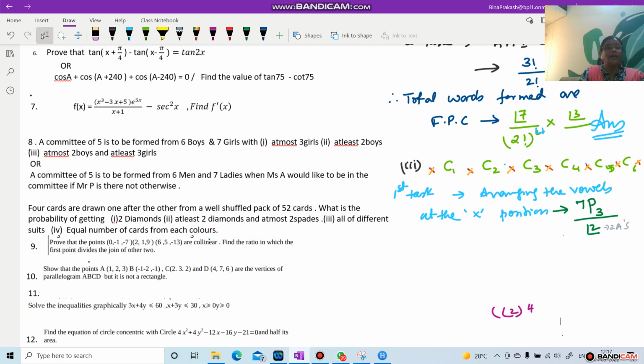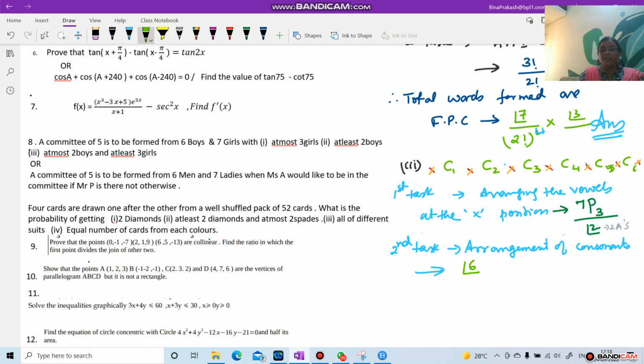Now what's the second task that we have? We have the arrangement of the consonants. So where are the consonants? That's the second task that we have, the arrangement of the consonants. In how many ways can they be arranged? The number of ways they have, that is 6 elements are there.